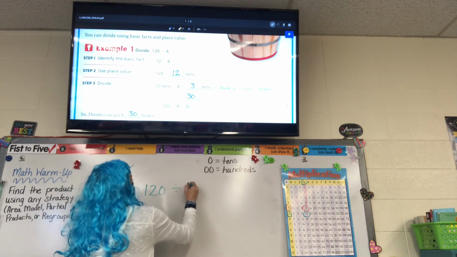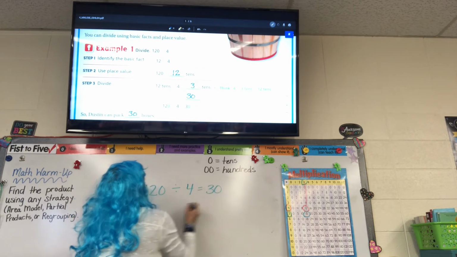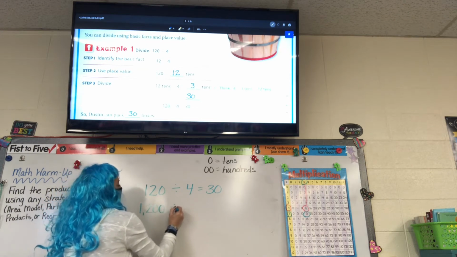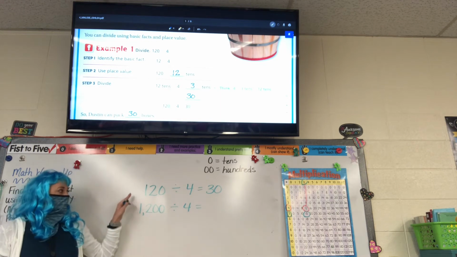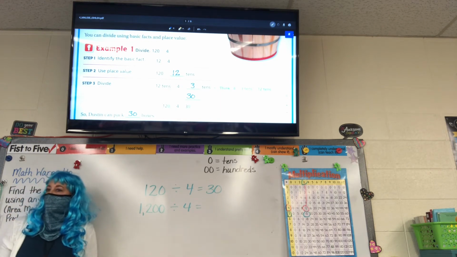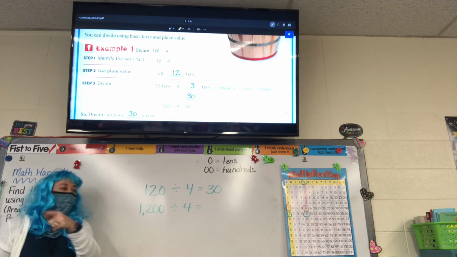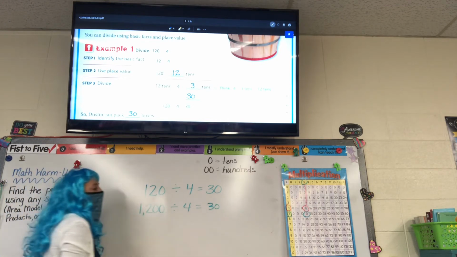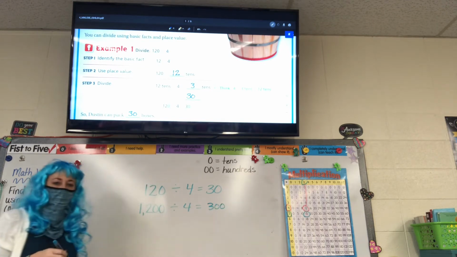120 divided by 4, we found out equals 30. If that's the case, what would 1,200 divided by 4 equal? Well, what's the difference between 120 and 1,200? What's the only difference, Landon? That 1,200 has one more zero. So what do you think is going to happen to our answer, Landon? This one has one more zero. Bingo! Very good. You can give yourself a point.